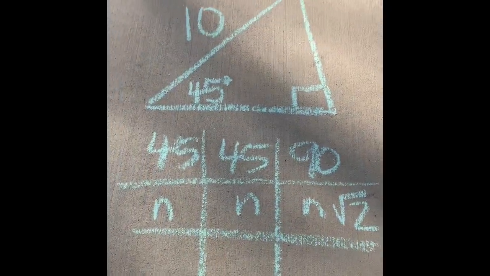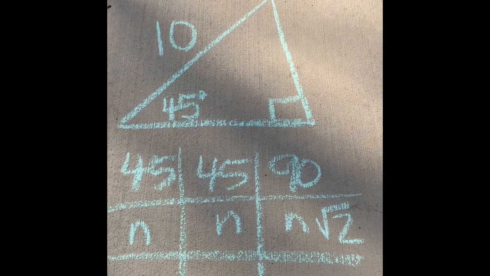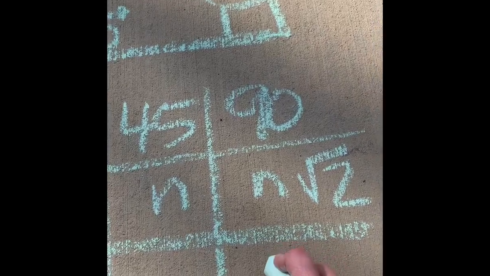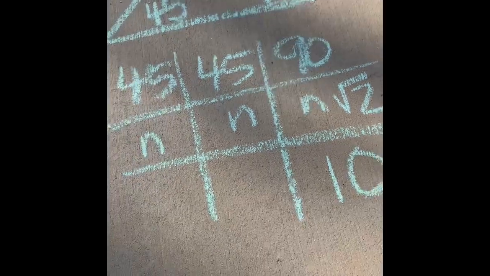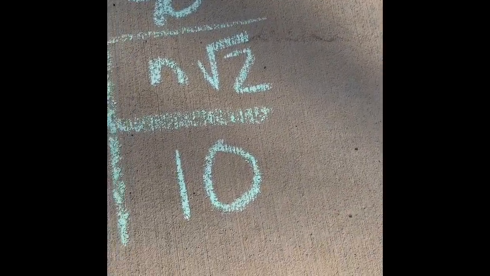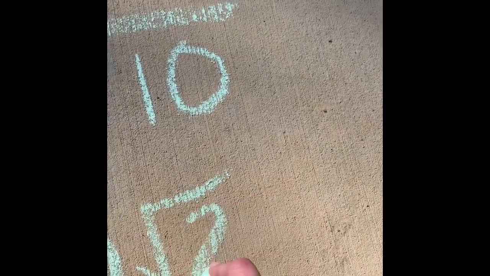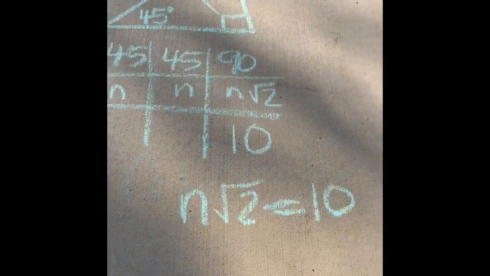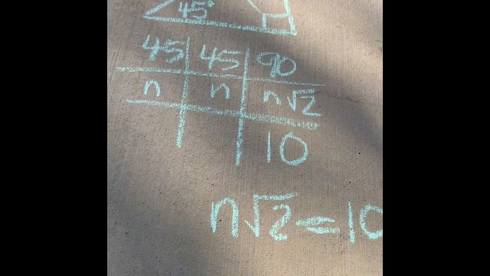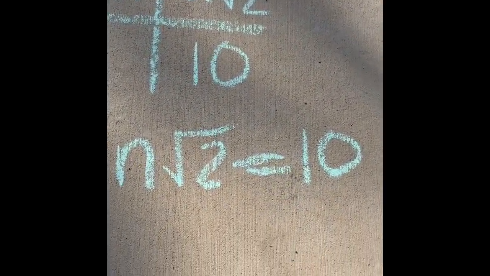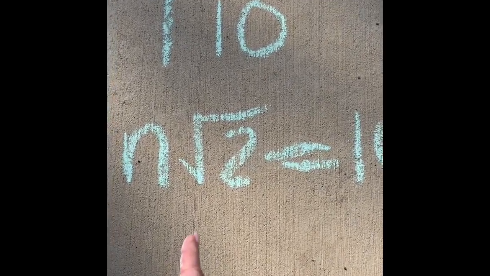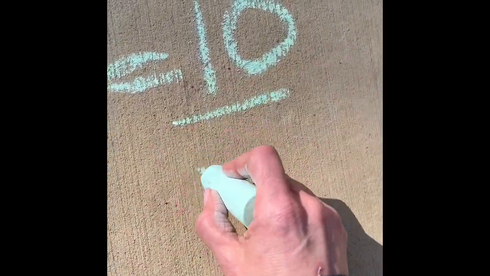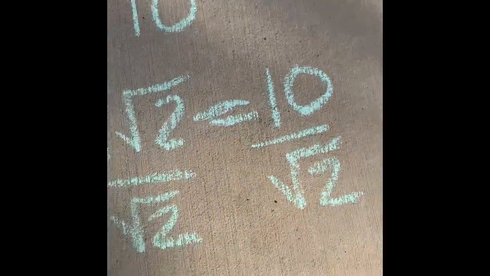All right. Now what do we know? This time we know the side across from the 90. So that is 10. What we're saying is that n square root of 2 is 10. By the way, we're trying to find the other side. And so I need to get n by itself. How do I do it? Divide by square root of 2. Divide by square root of 2.